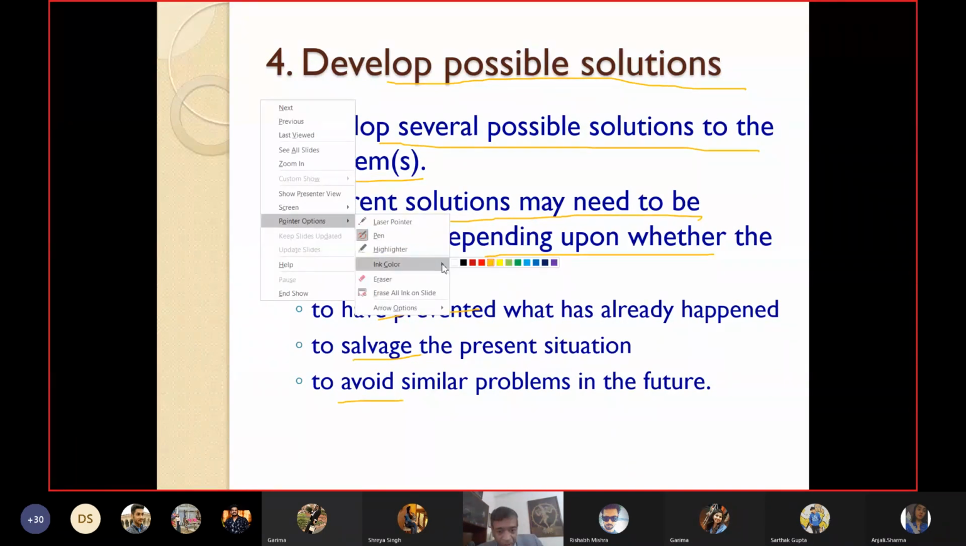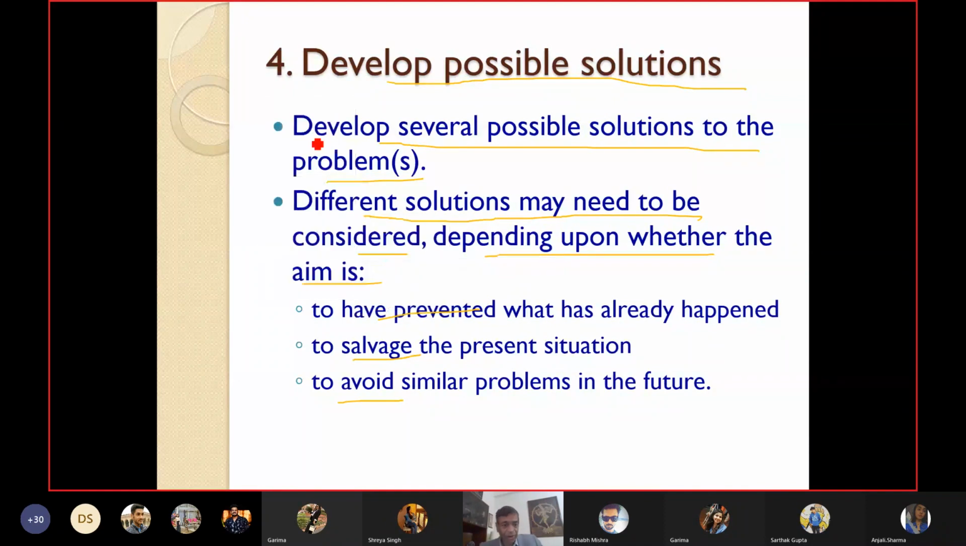I'll just change the pointer. It's coming too light, so I'll use the red font.